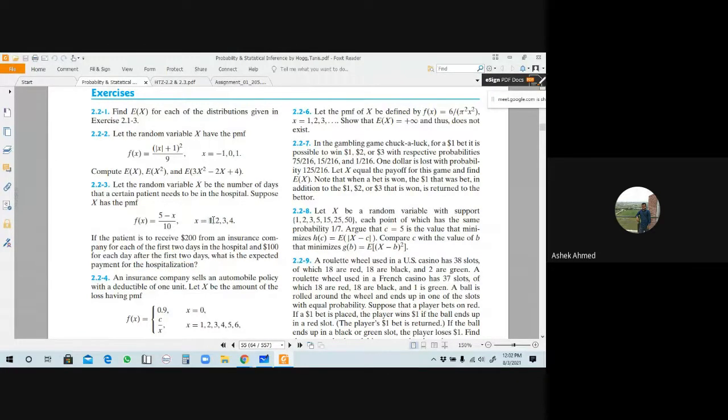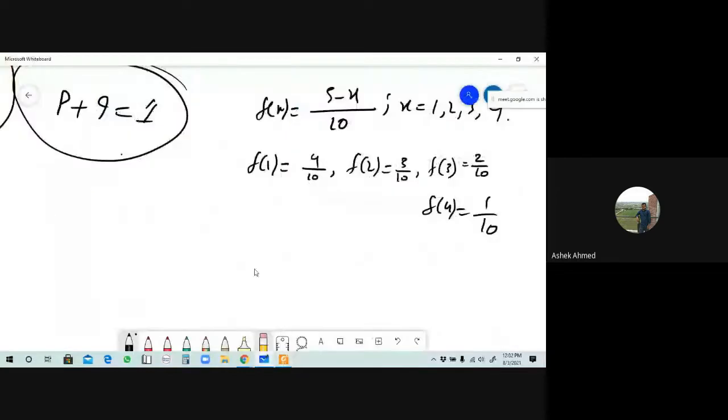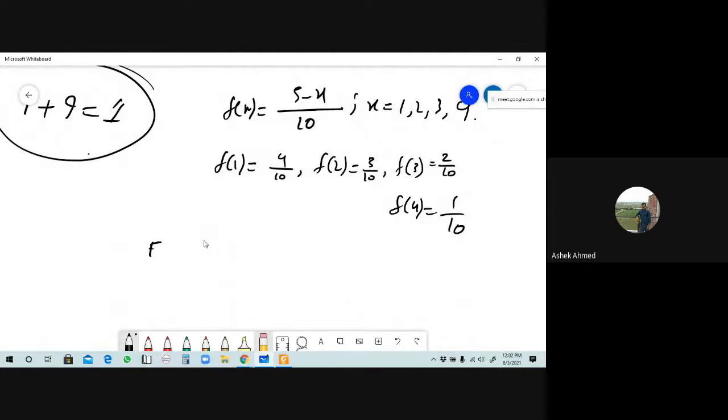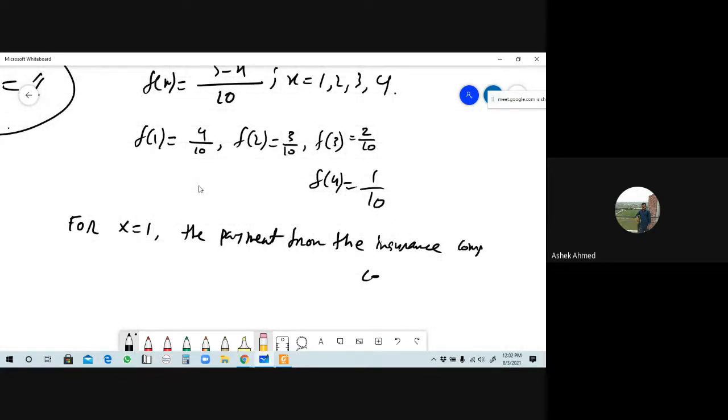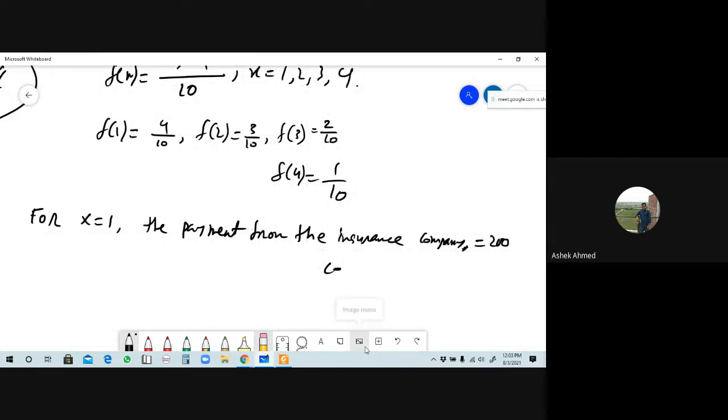How many days here? X is 1, 2, 3 and 4. For x equals 1 day, the payment from the insurance company, that will be how much? For x equal to 1, that means 1 day, what will the company payment be? $200. Is it right? For the first day it is $200.